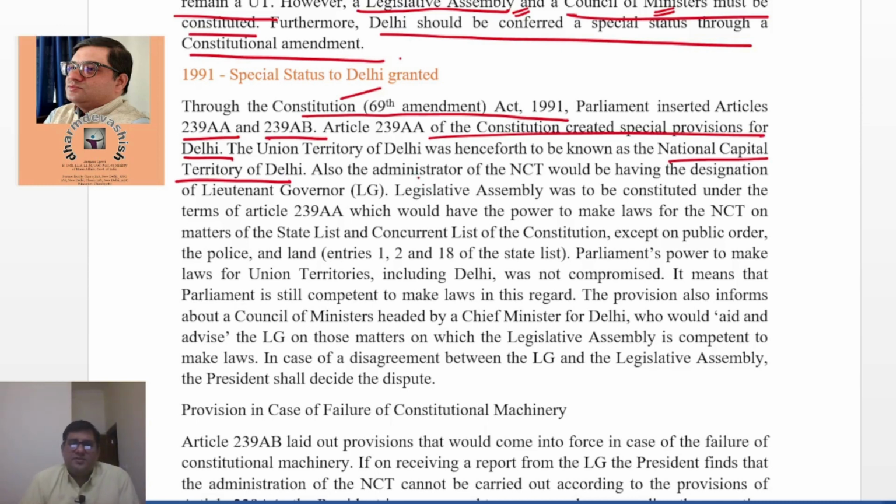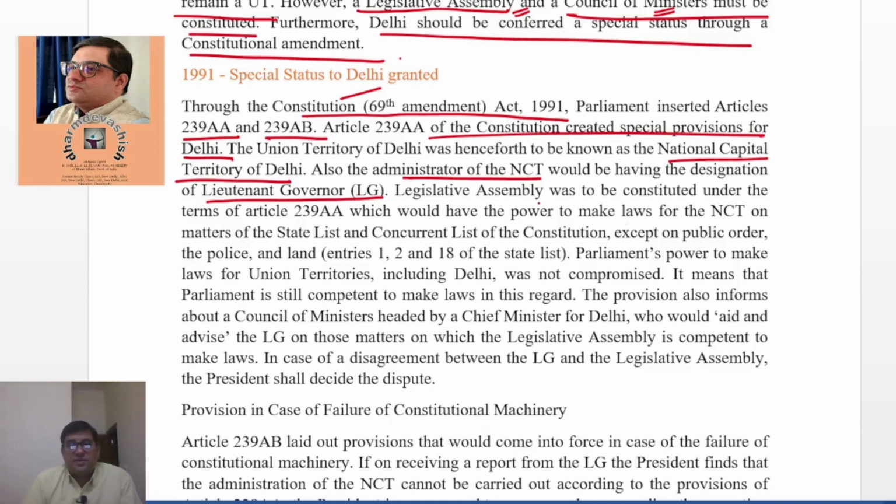Furthermore, the administrator of NCT, the administrator of the National Capital Territory of Delhi, would be referred to by the designation Lieutenant Governor. In the previous video, we had already discussed that the president can appoint the administrator, and the president can also decide what would be the designation of the administrator. So this Article 239AA informs that the administrator of NCT would have the designation of LG, or Lieutenant Governor.